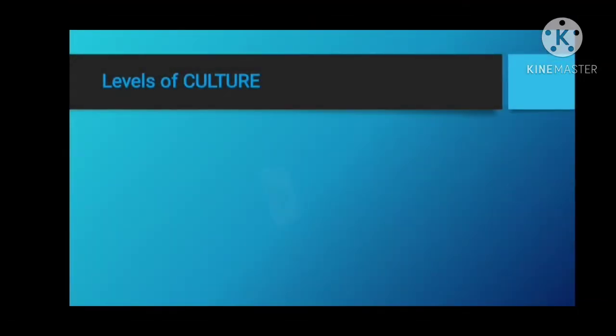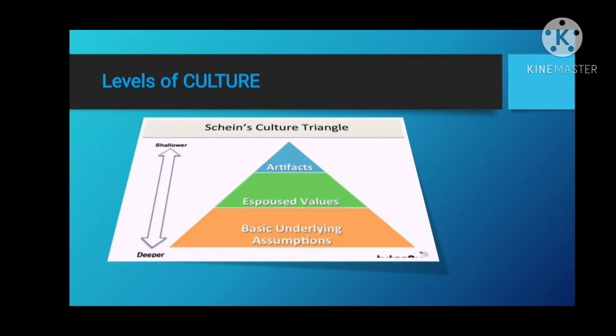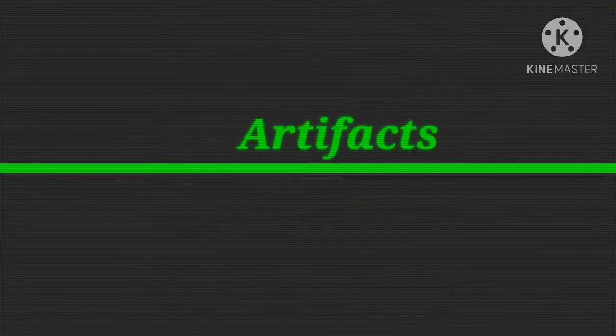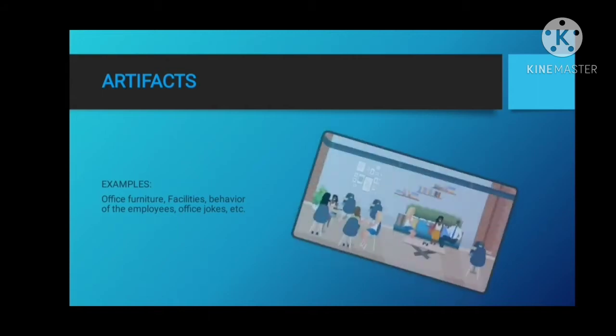Levels of culture. According to Schein's model, there are three levels of organizational culture. The first level is artifacts. Artifacts are the most accessible, tangible, visible, and verbally identifiable elements in any organization. Examples include office furniture, facilities, behavior of the employees, office jokes, and etc.